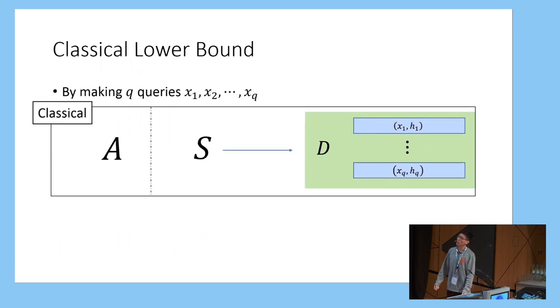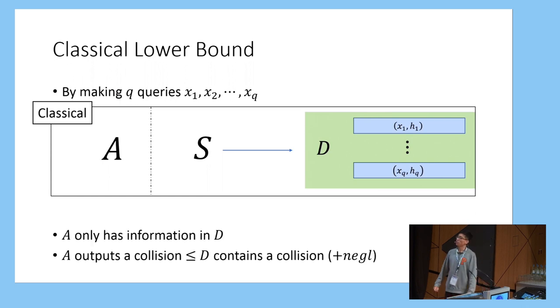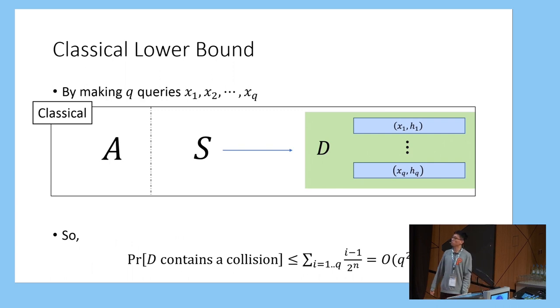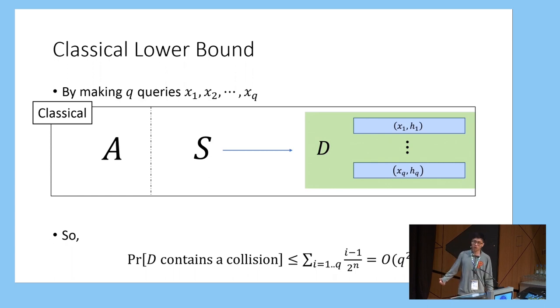So by making Q queries, this is the picture we have. We have a database of size at most Q. And we know that the classical adversary only has the information in the database. So the probability of A outputting a collision is at most the probability of D containing a collision, plus some negligible probability, which comes from just random guess. So the probability is bounded by this formula. Well, i minus 1 over 2 to the n is the probability of having a collision at step i. So this gives us q squared over 2 to the n, which is the lower bound we want.